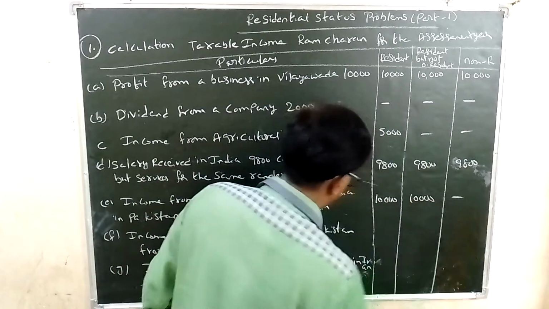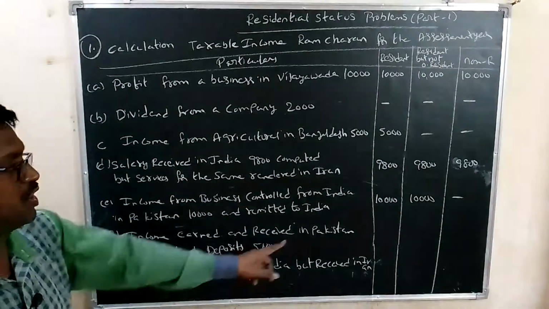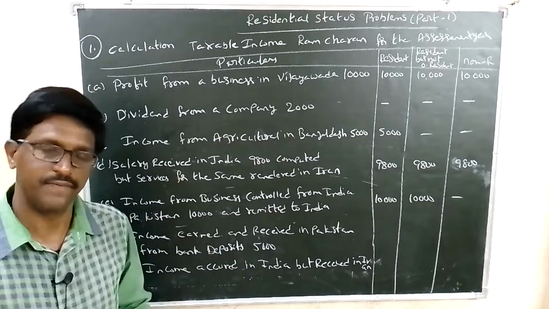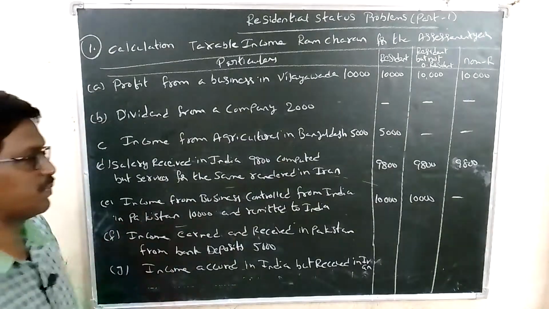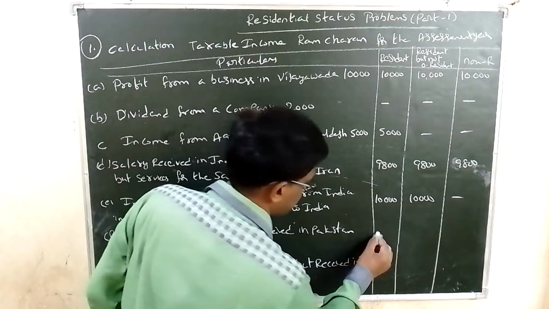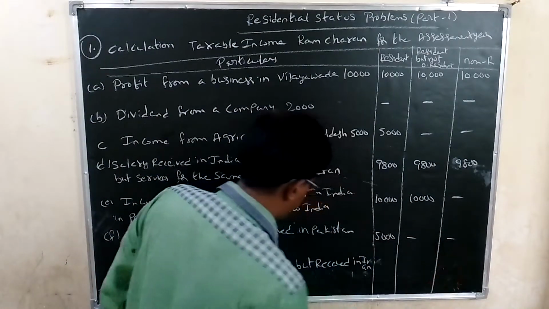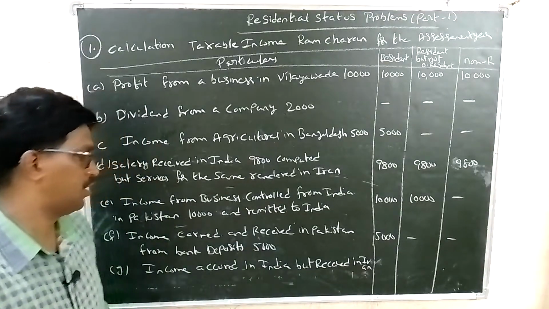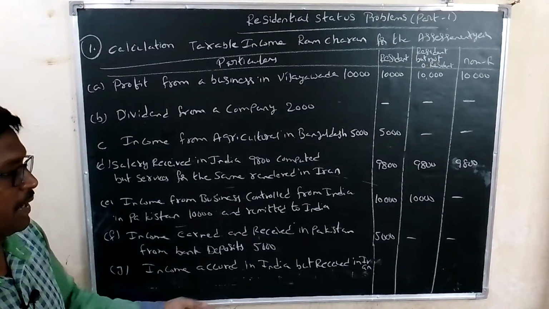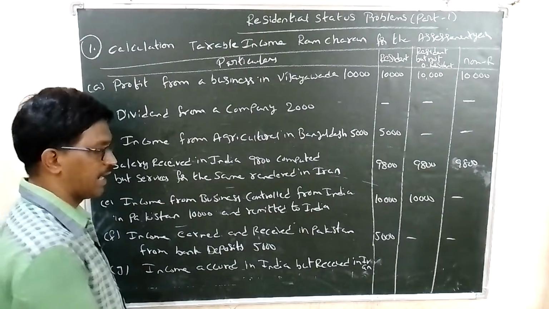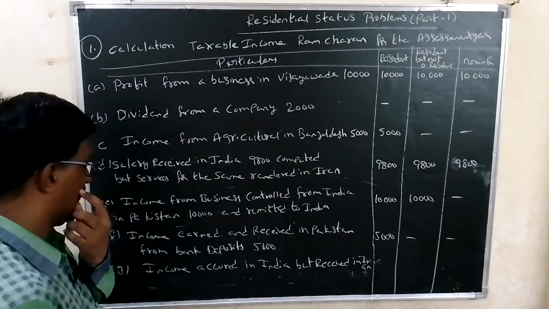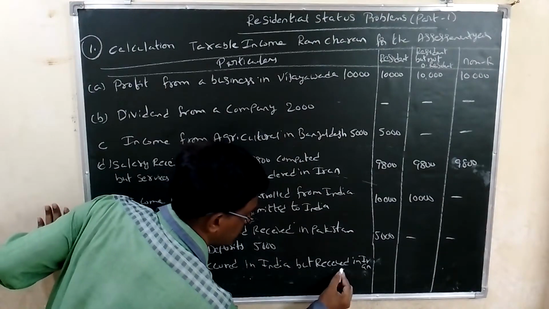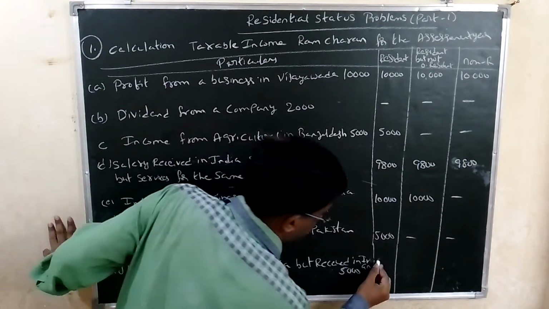Income earned and received in Pakistan from bank deposits. Received outside India, earned outside India, it will be taxable for a resident, 5,000. Income accrued in India but received in Iran, earned in India but received in Iran, it will be taxable under three categories, 5,000.